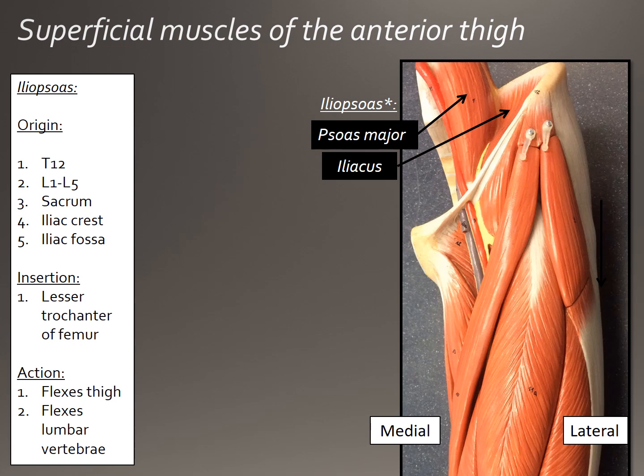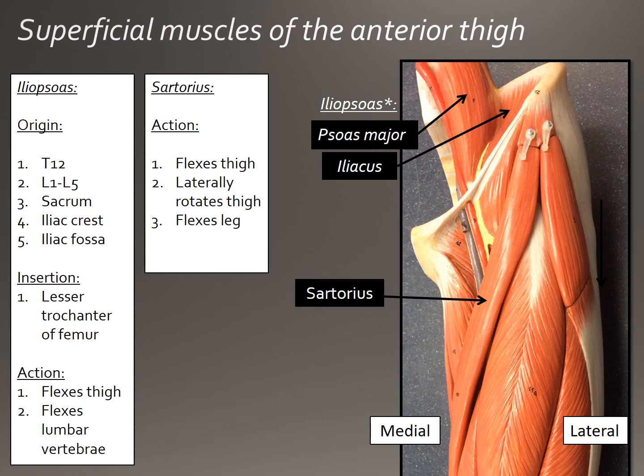as the iliopsoas collectively. And the origin for the iliopsoas is T12, L1 through L5, the sacrum, the iliac crest, and the iliac fossa. The insertion is the lesser trochanter of the femur, and the action is to flex the thigh as well as flex the lumbar vertebrae.